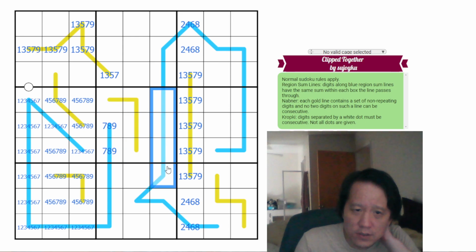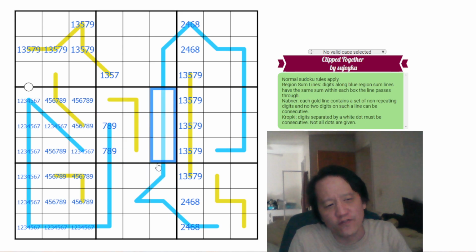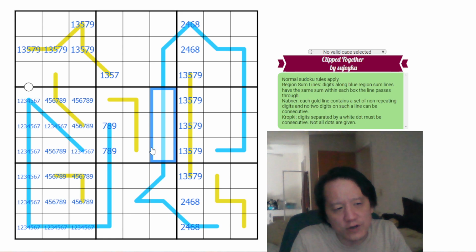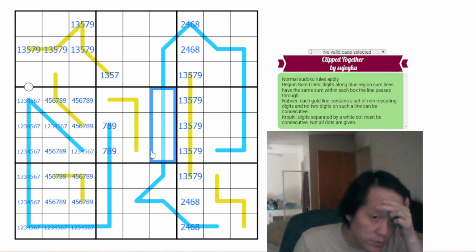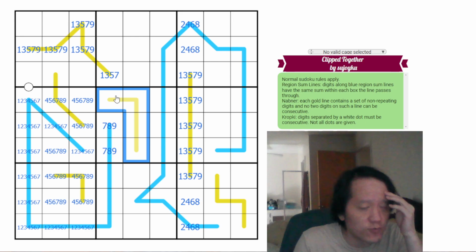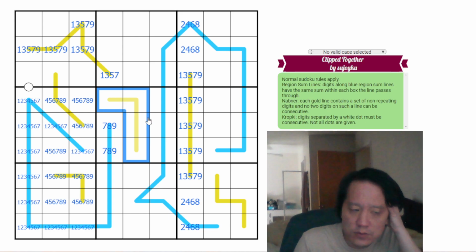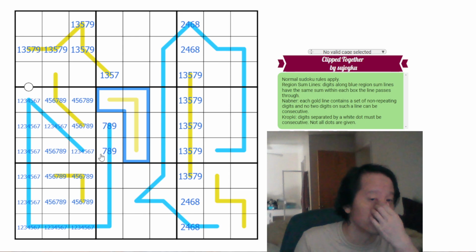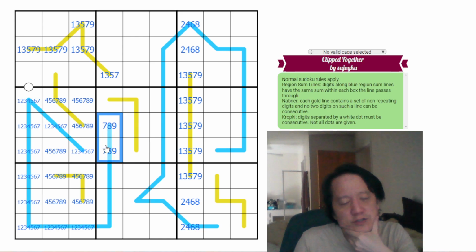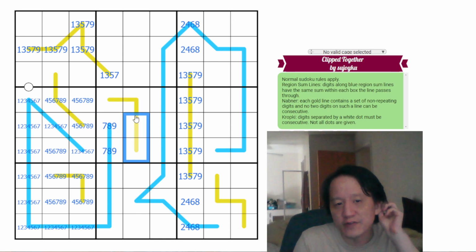Which means this is one of 5 or 6, one of 3 or 4, one of 1 or 2. Right? Because the Nabner line forces that too. So it could be 1, 3, 5, and then 7 on the line. It has to have one of 7 or 8. Because it's 4 digits. And we know the 9 is already here. So the 9 is already here. There has to be one of 7 or 8.